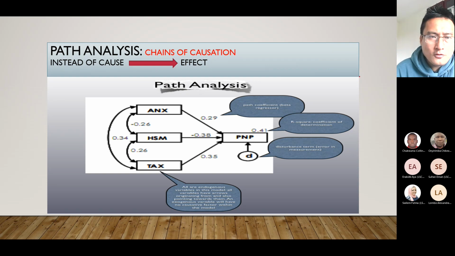There's one more graph called path analysis. Rarely do they ask this question, but remember, if something has to do with this kind of box, you need to remember what each box stands for. This is called path coefficient, beta regression, R-squared coefficient, determined distribution, error. You just need to remember the names. They don't ask any calculation from this kind of graph.